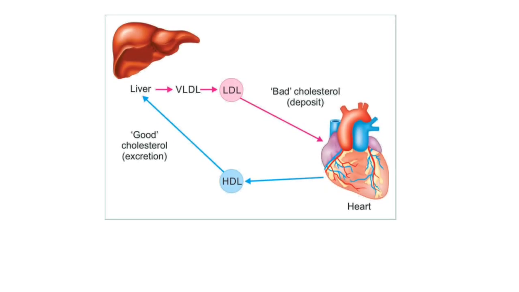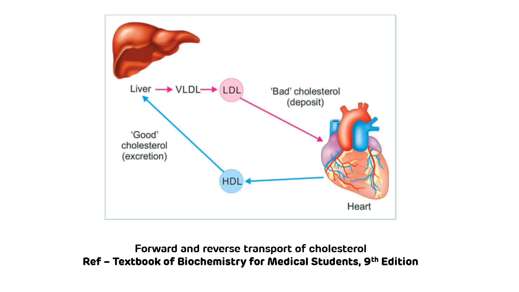This is the picture showing the forward cholesterol transport and reverse cholesterol transport, which is done by LDL and HDL. HDL will help in the reverse cholesterol transport by transporting cholesterol from the peripheral tissues to the liver, while LDL will transport cholesterol from the liver to the peripheral tissues. So this is the picture showing the forward and reverse cholesterol transport done by LDL and HDL respectively.